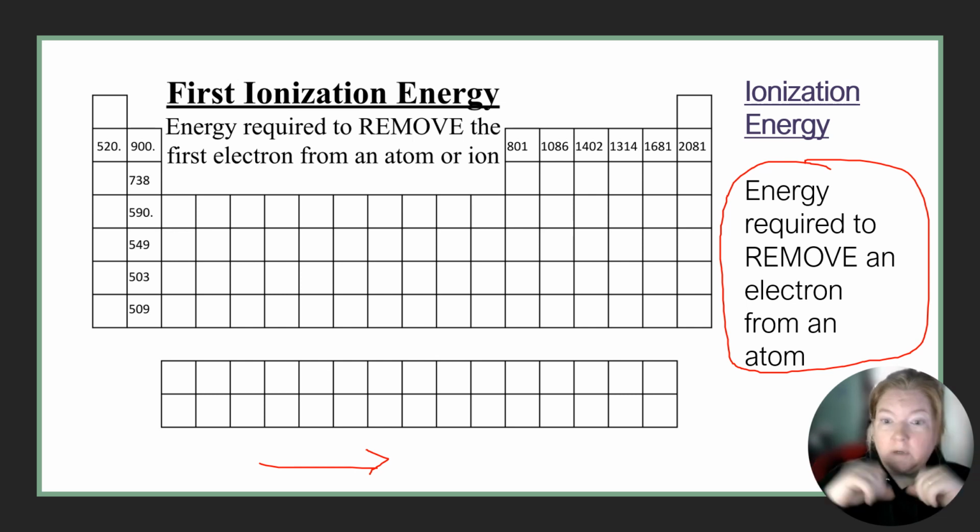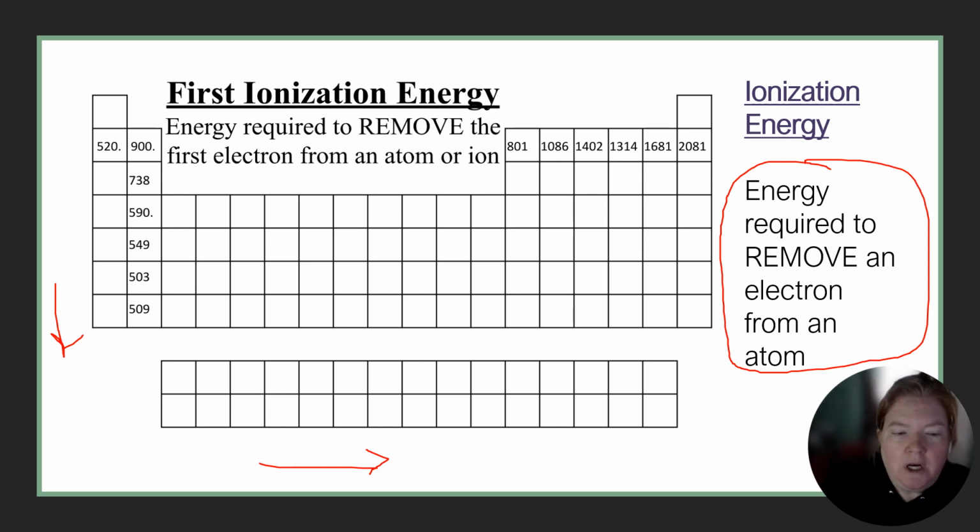So we're pulling them tighter. They're held more strongly. And as we go this way down a group, we add more and more energy levels. So the atom gets bigger and is less able to pull those valence electrons as tightly.